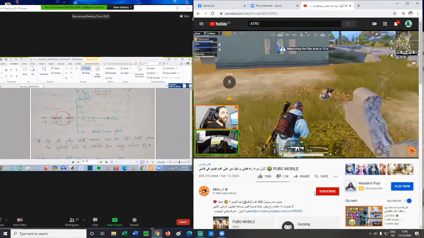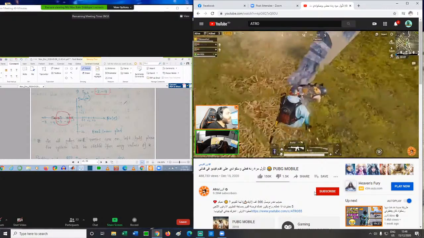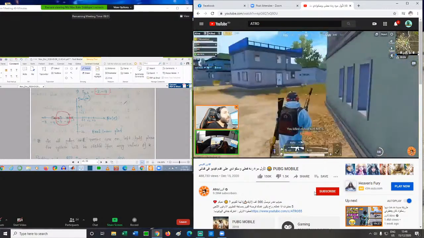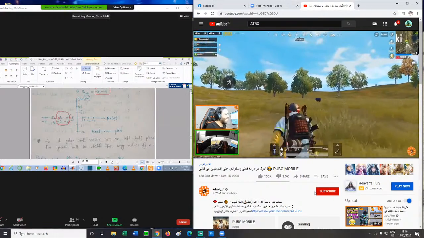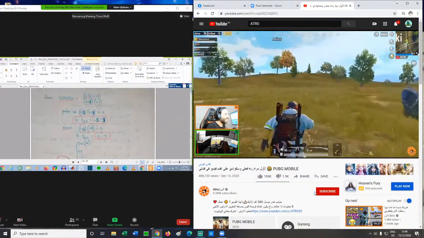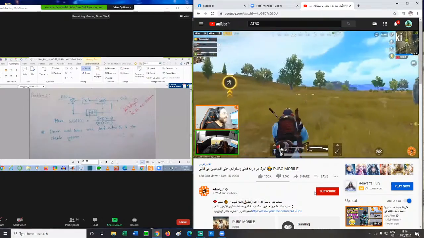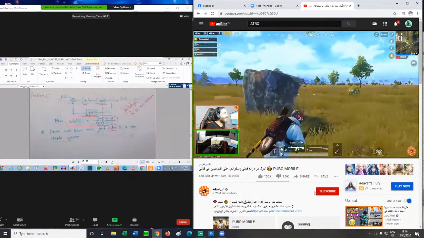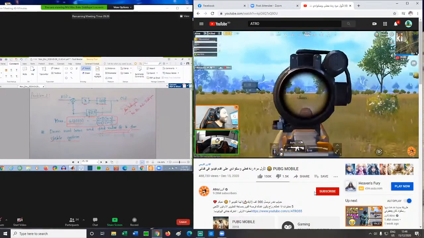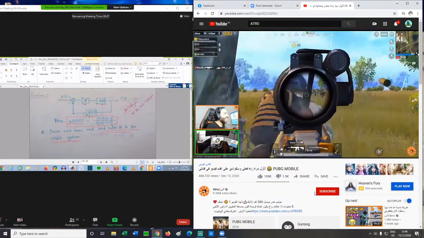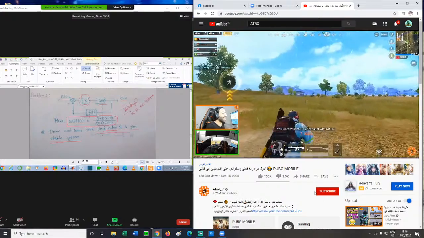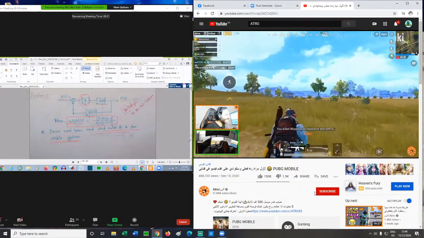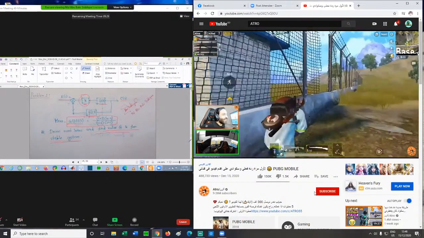So okay, let's check. Now if I tell you, for what value of k will the system be stable? The next question is to find the value of k for which the system will be stable. K is here, you can see in the diagram. So for what value of k will this system be stable? Can you say that?